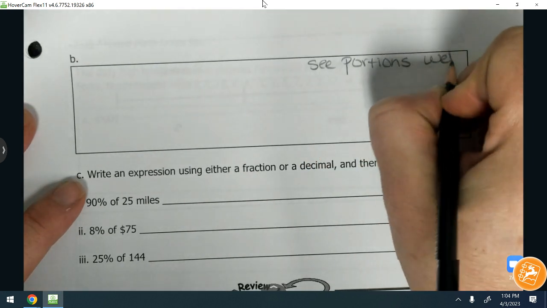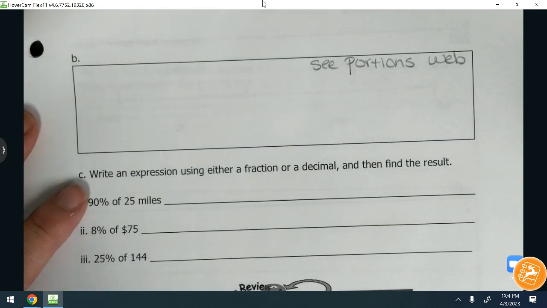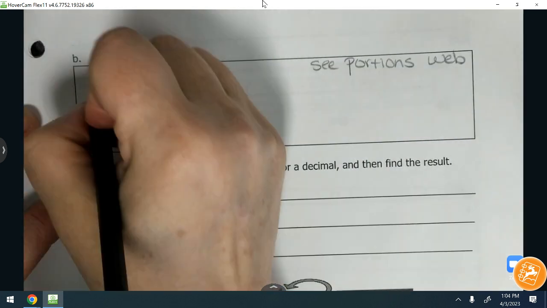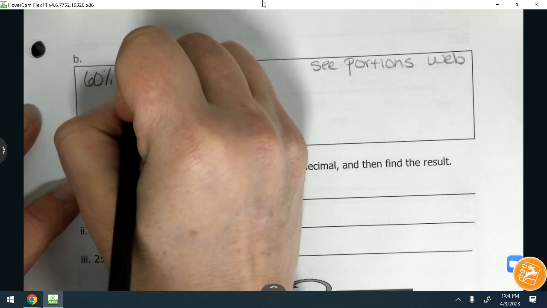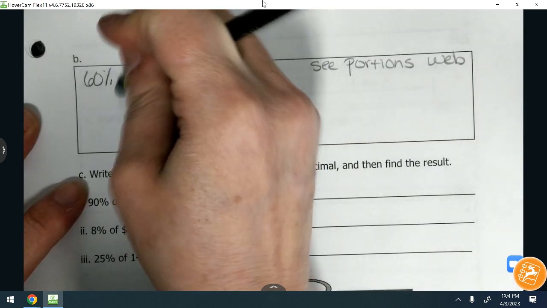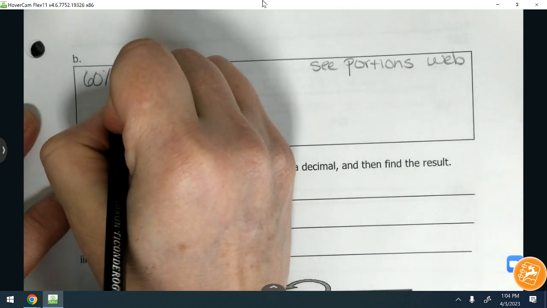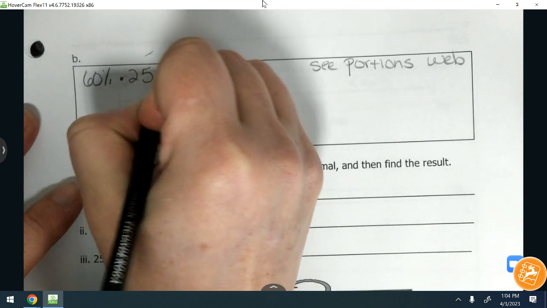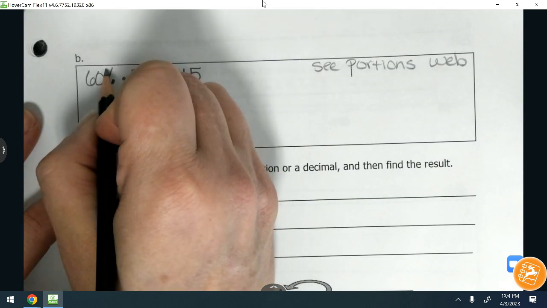Because we did already find it, I'm going to recopy it again. I know I already have it in A, but we have 60% of 25. That was not what I was trying to write. 60% of 25 equals 15, right? So this is what we wrote on A above.